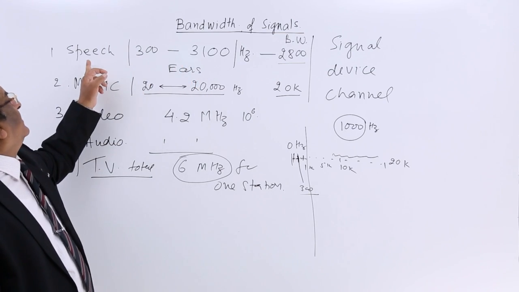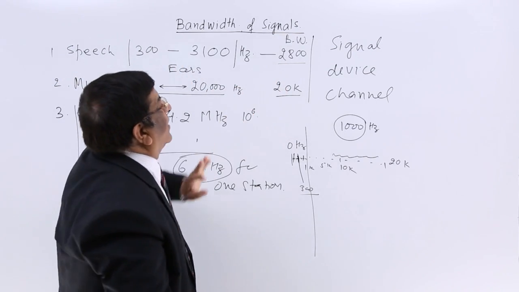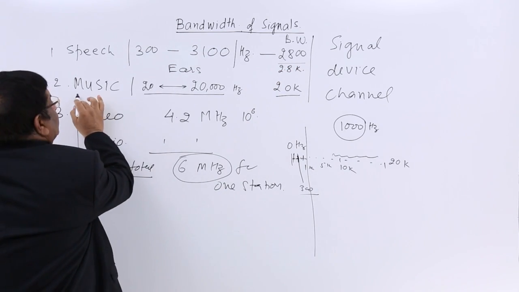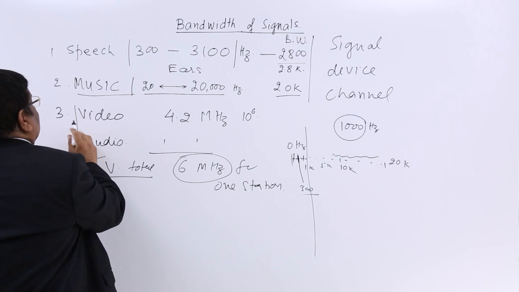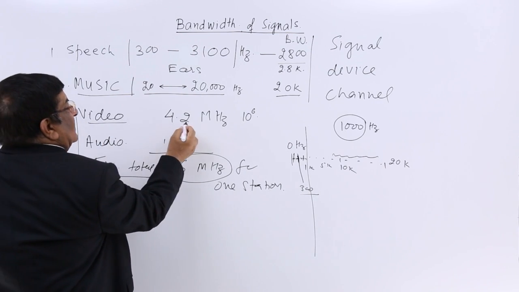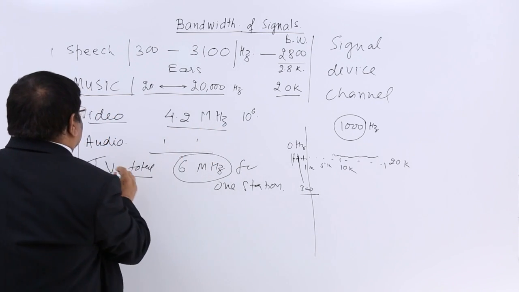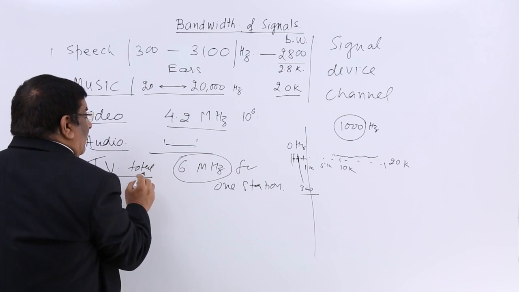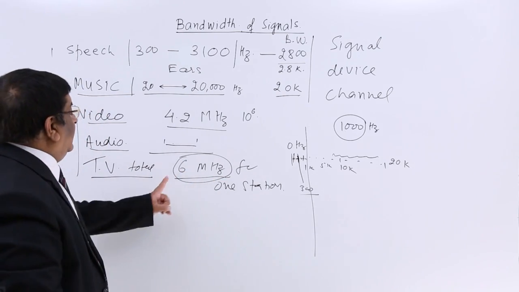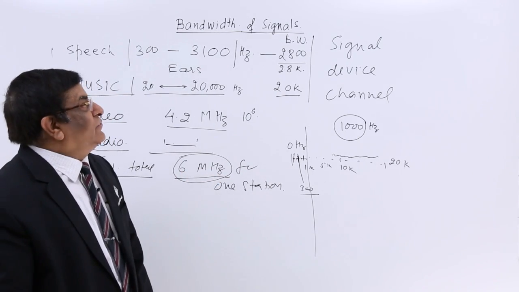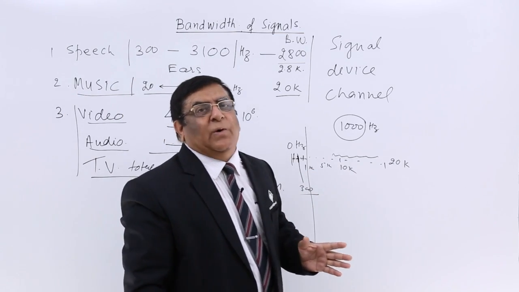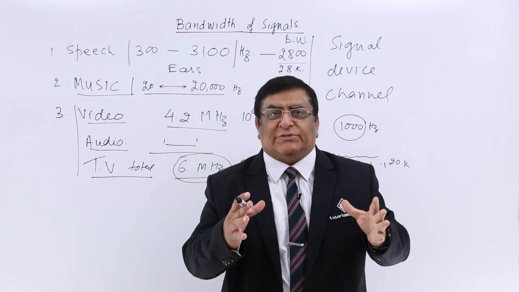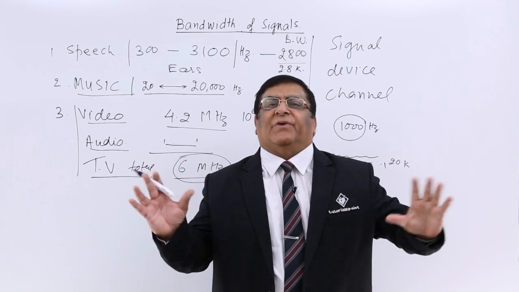So our speech bandwidth is very small, 2800, or you can say 2.8K. Music contains 20K. The signals coming for TV, the video signals have bandwidth 4.2 megahertz, and the audio, if you combine it with this, it will be slightly more. So the total bandwidth kept for one channel of TV is 6 megahertz. So the basic thing, what is the bandwidth? It is a combination of all the frequencies being used in a particular type of signal.